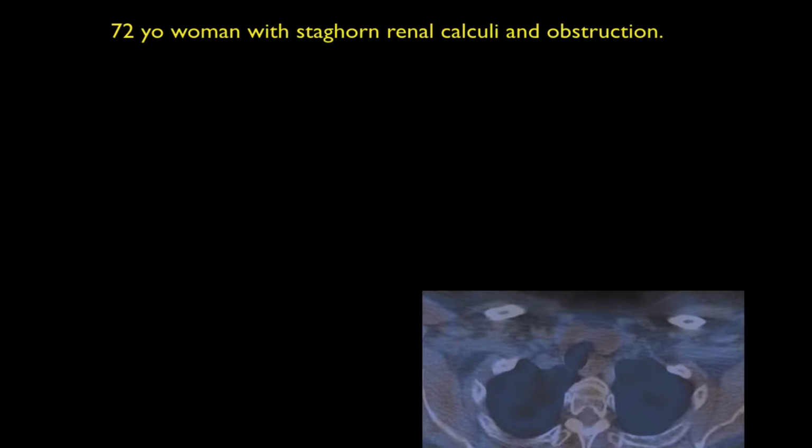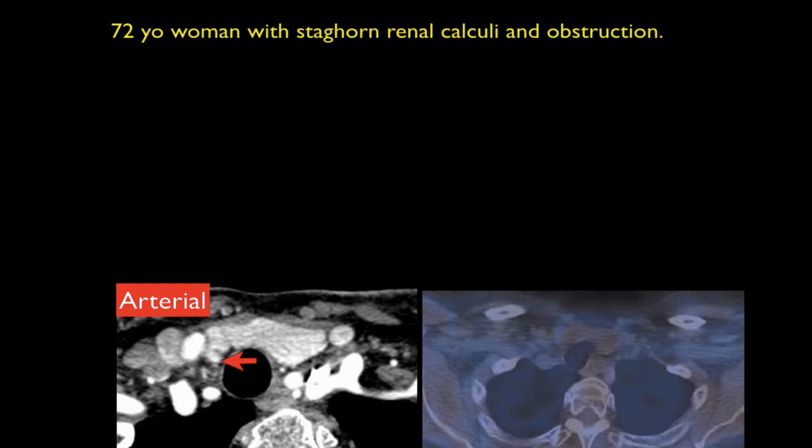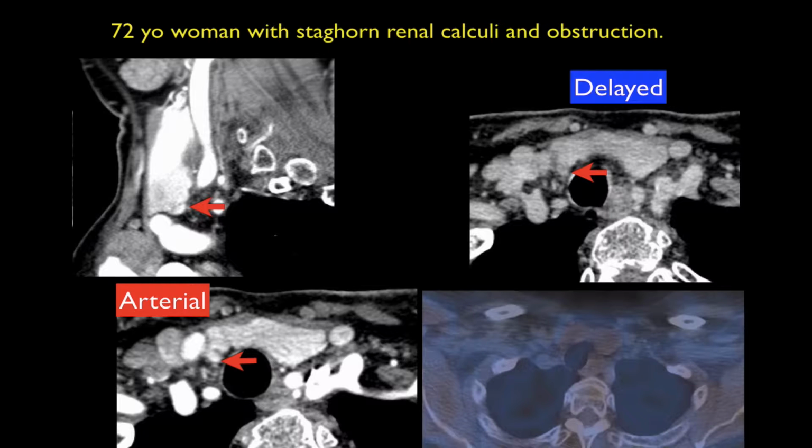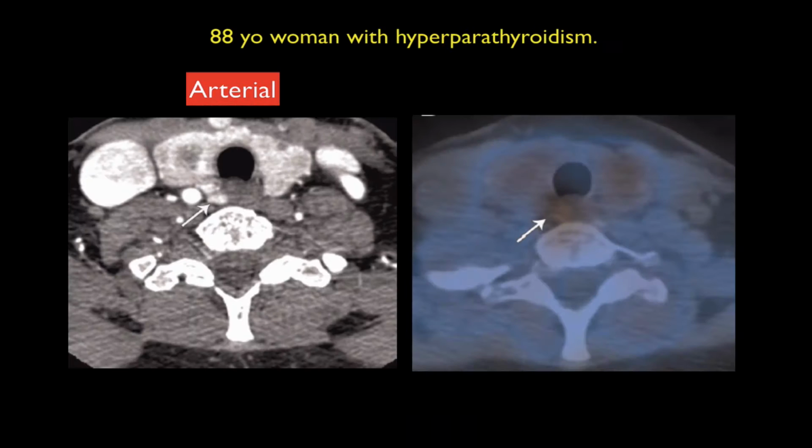In this case, the parathyroid adenoma is actually at the level of this SPECT CT image, but you can't see it. It's seen on the arterial phase 4D CT. It's the right lower location, less conspicuous on the two other phases, but really well seen on this sagittal image showing a fat plane between the adenoma and the thyroid.